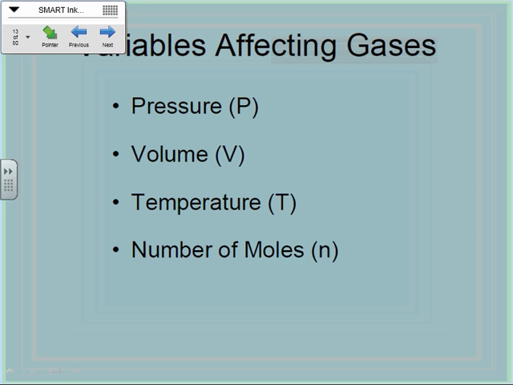Okay, so variables affecting gases. The typical ones that we talk about are pressure, volume, temperature, and how much gas do you have, okay? So P, V, T, and n.